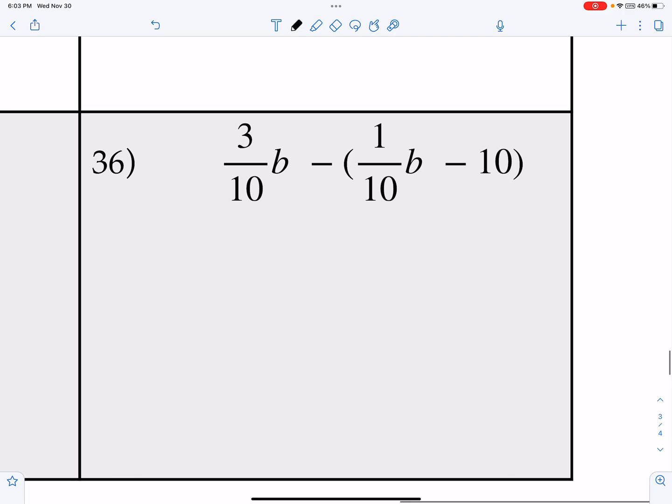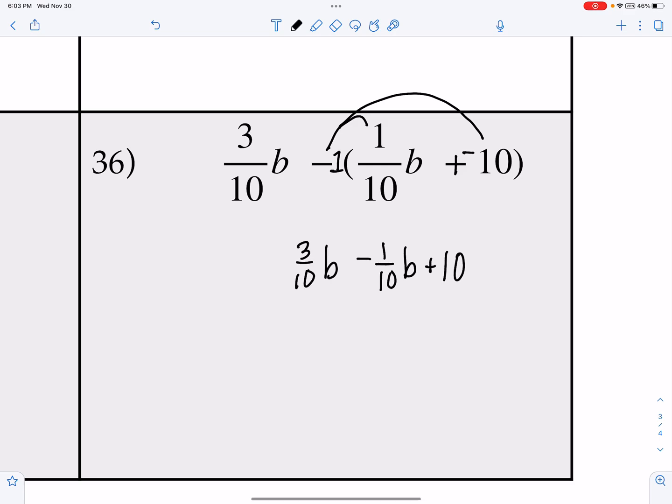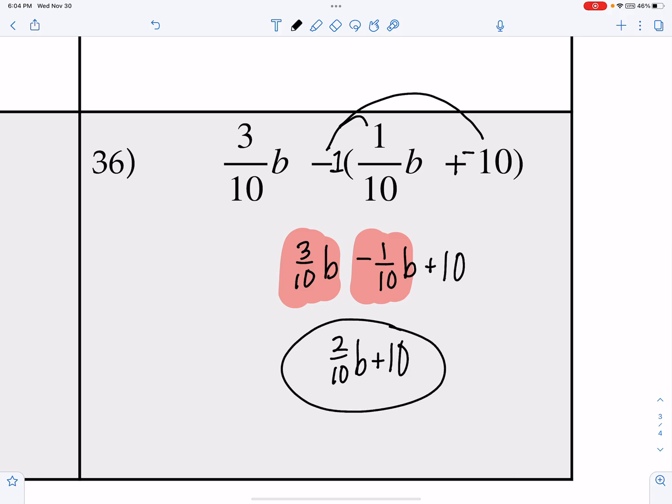Here we go. Distributing this -1 to everything. I'm going to KFC that as well right away. So a negative times the positive just gives us the negative 1/10 b, plus negative times a negative is going to turn that to a positive 10. Bring down my 3/10 b, highlight my like terms, and a 3/10 b minus a 1/10 b is a 2/10 b plus 10. And there we go.